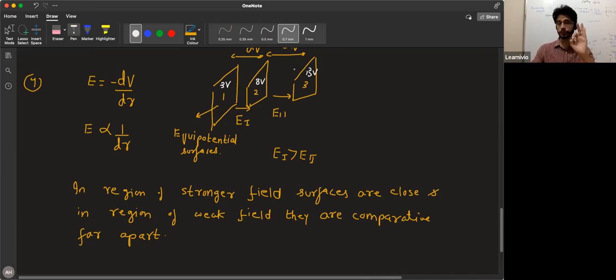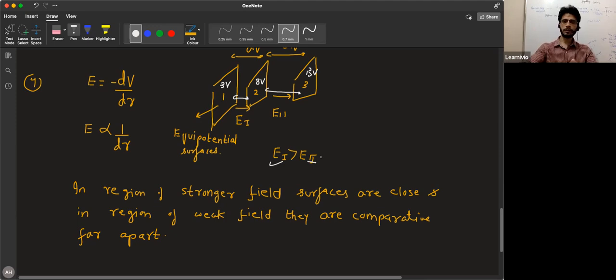If potential difference is same, then strength of field will depend upon the separation of equipotential surface. Smaller the separation, greater would be the strength of field. So if I compare the separation between surface 1 and 2 and surface 2 and 3, surface 1 and 2 are close. The separation is less as compared to surface 2 and 3. So in region 1, between 1 and 2, field is strong as compared to the field between surface 2 and 3.